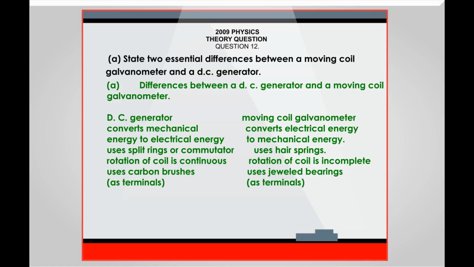DC generator converts mechanical energy to electrical energy. Moving coil galvanometer converts electrical energy to mechanical energy. A DC generator uses split rings or commutator. Moving coil galvanometer uses hair springs. DC generator rotation of coil is continuous. Moving coil galvanometer rotation of coil is incomplete. DC generator uses carbon brushes as terminals. Moving coil galvanometer uses jewel bearings as terminals.